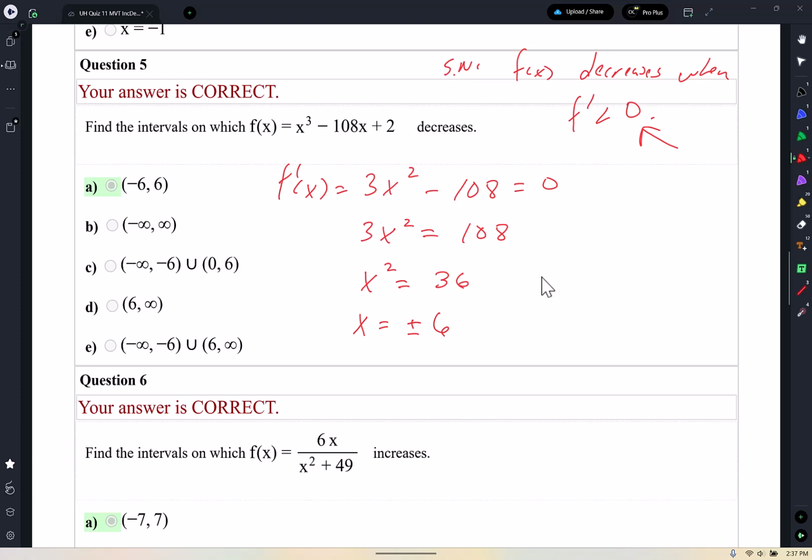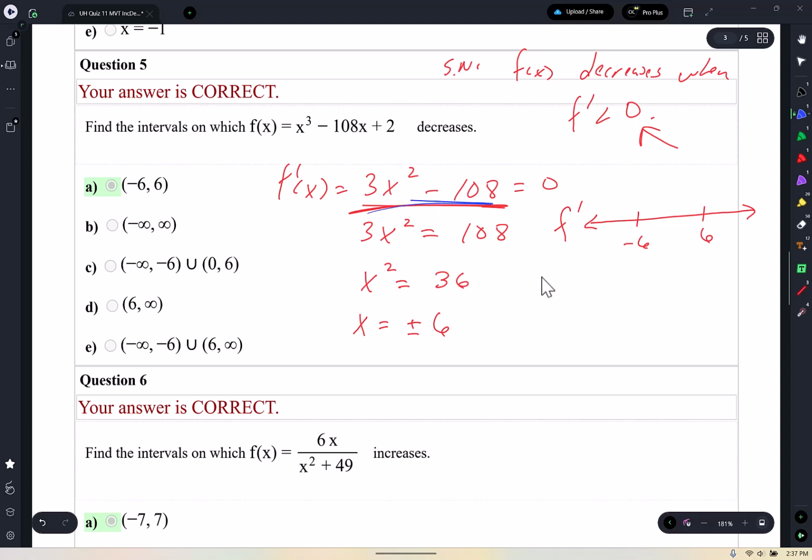Do a sign chart or a railroad track. Call this f prime. Negative 6, 6. All you care about is positive or negative. I'm going to choose a number to the left of negative 6, like negative 10. Negative 10 squared is 100. 100 times 3 is 300. 300 minus 108. Positive or negative? Positive. Put a plus symbol.